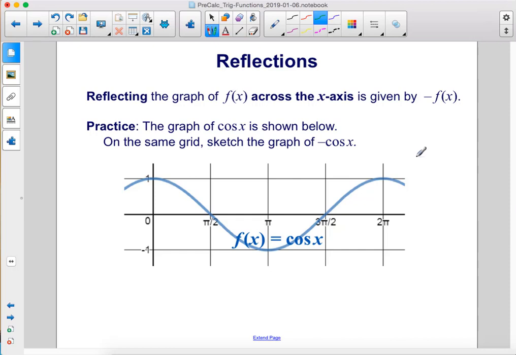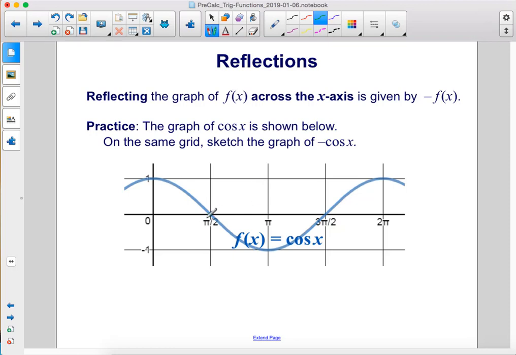Reflecting the graph of f of x across the x-axis is given by negative f of x. Practice. The graph of cosine x is shown below. On the same grid, sketch the graph of negative cosine x. Alright, so we're going to reflect across the x-axis.